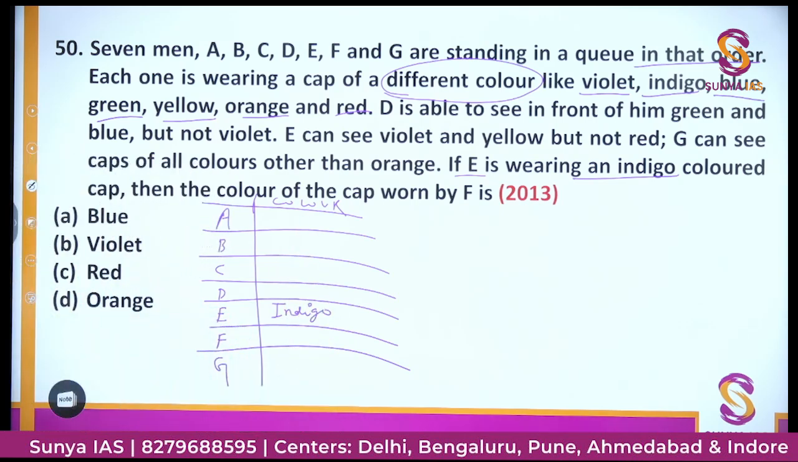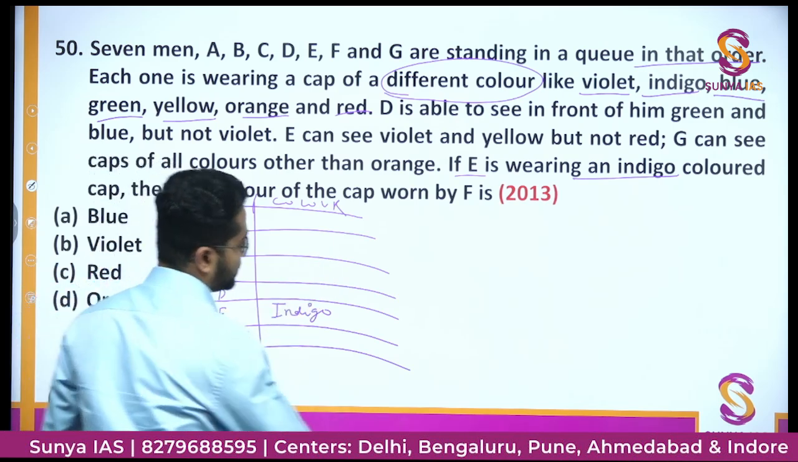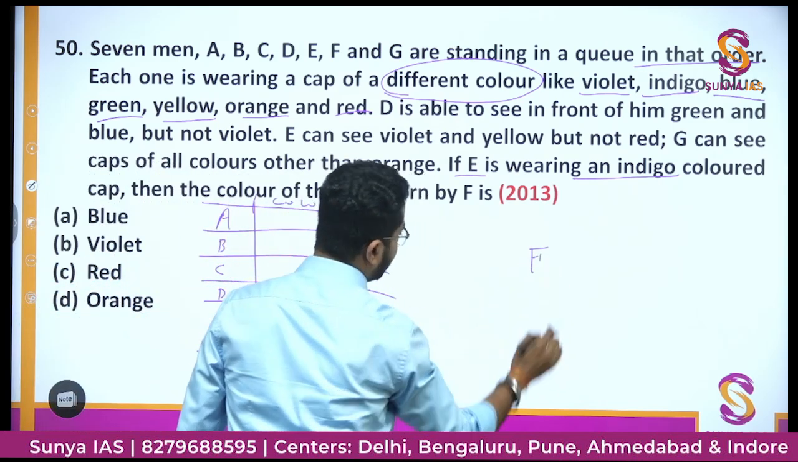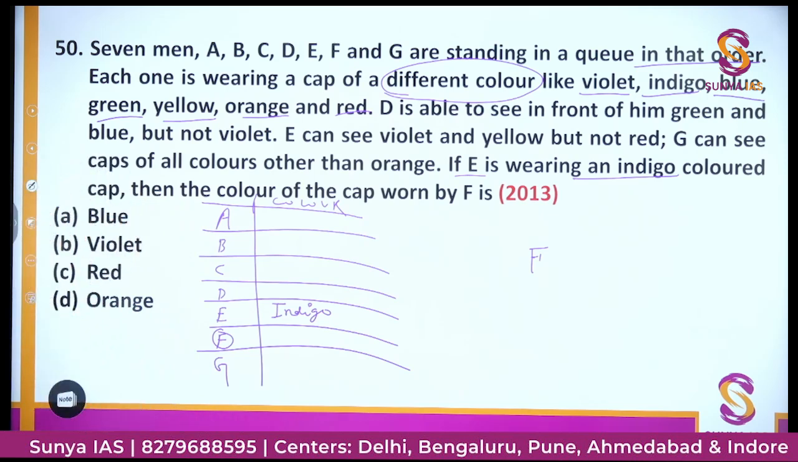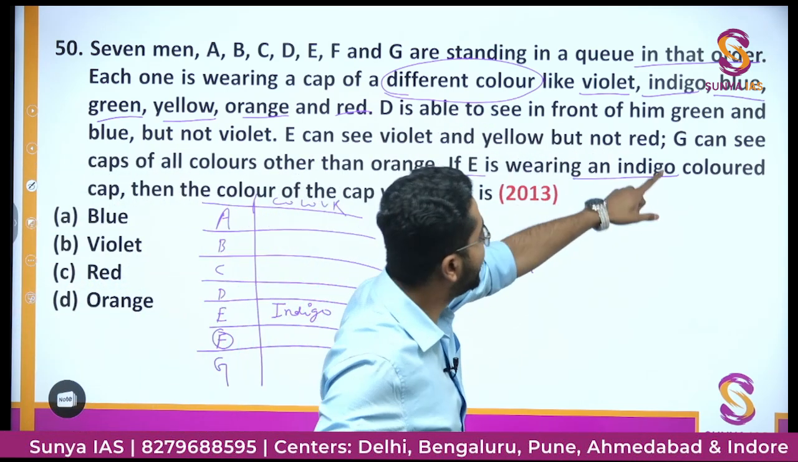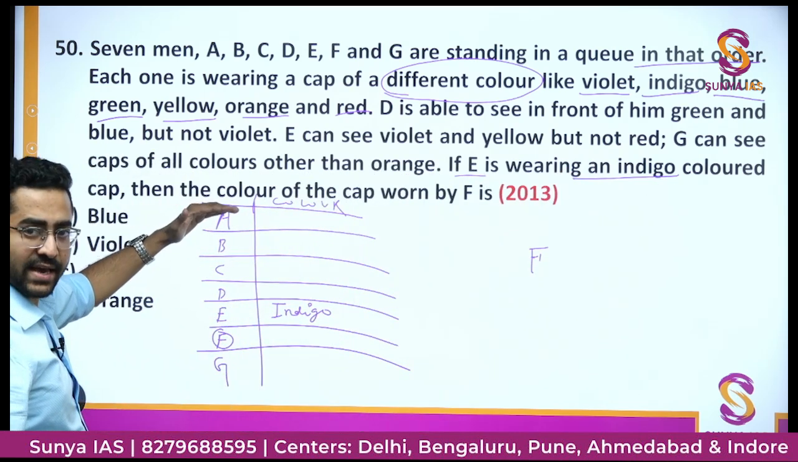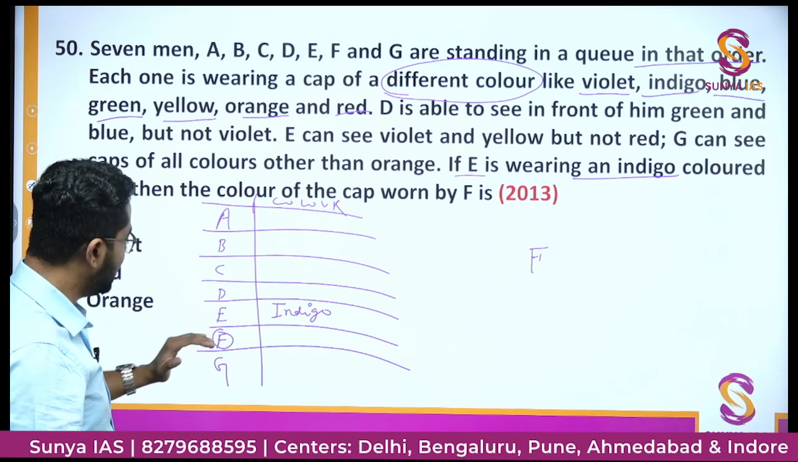E is wearing indigo, and we need to find the cap of F. Now it is given that D is able to see in front of him green and blue. If D is here, first is A, then B, then C, then D, then E, then F, G.